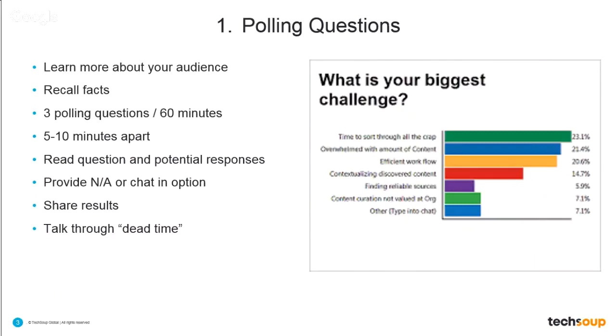Here at TechSoup, we try very hard to do one at the beginning of our 60-minute webinars to either gauge the audience level of knowledge or their interest in a particular topic. And then throughout the 60-minute events that we do, our presenters give us questions that they'd like to ask the participants. Another really good thing to remember is to read the question out loud.